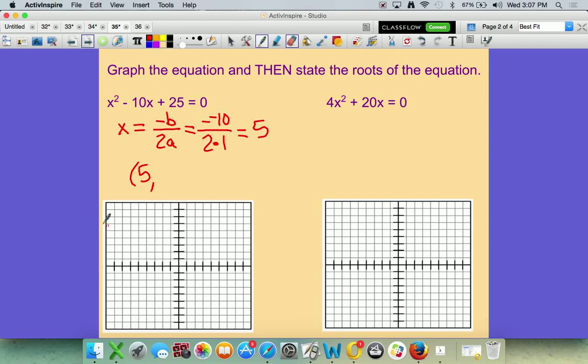Plug it back in to find our y. Yeah, we don't have a y, but because that's 0, we can change that to a y. So we've got 25 minus 50 is negative 25, plus 25 is 0. So our vertex, 1, 2, 3, 4, 5, 5, 0, there's our vertex.